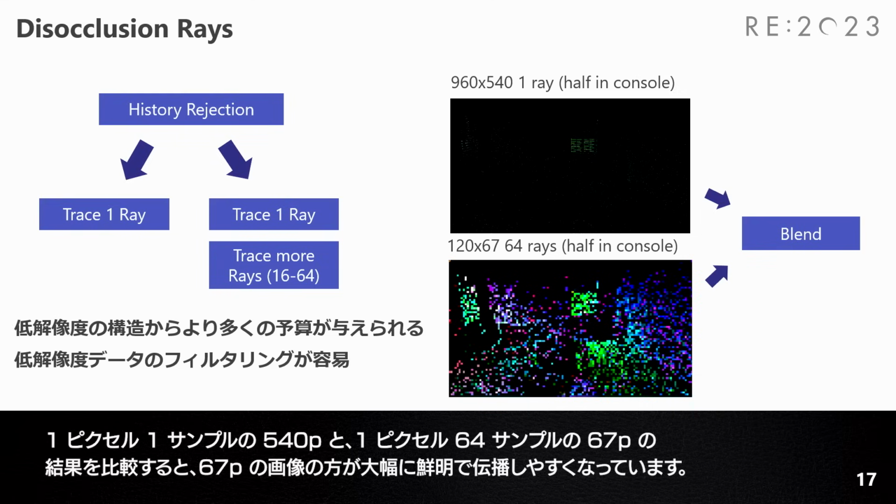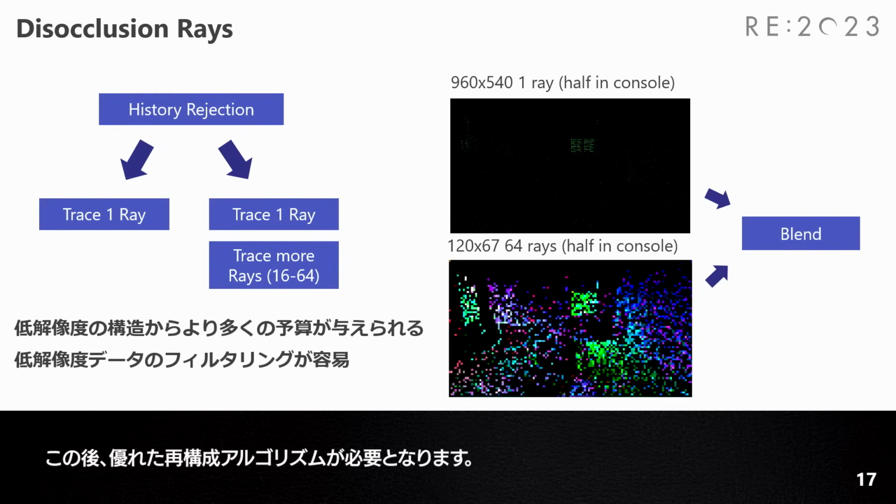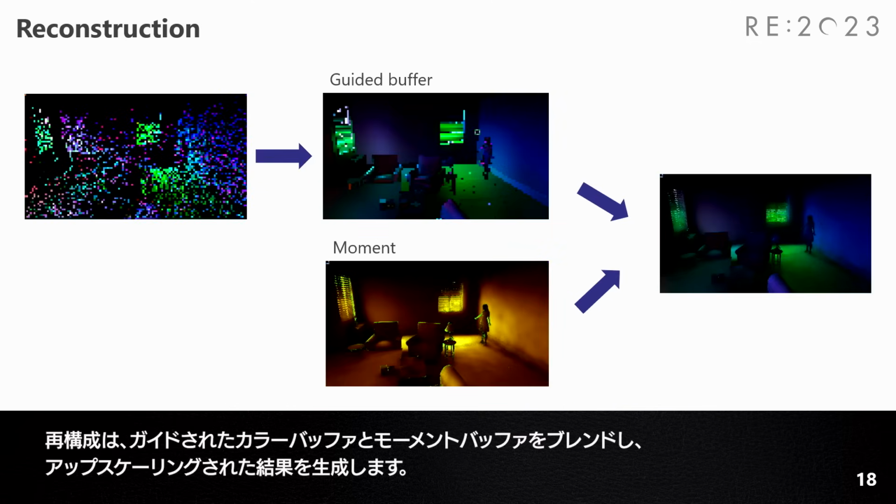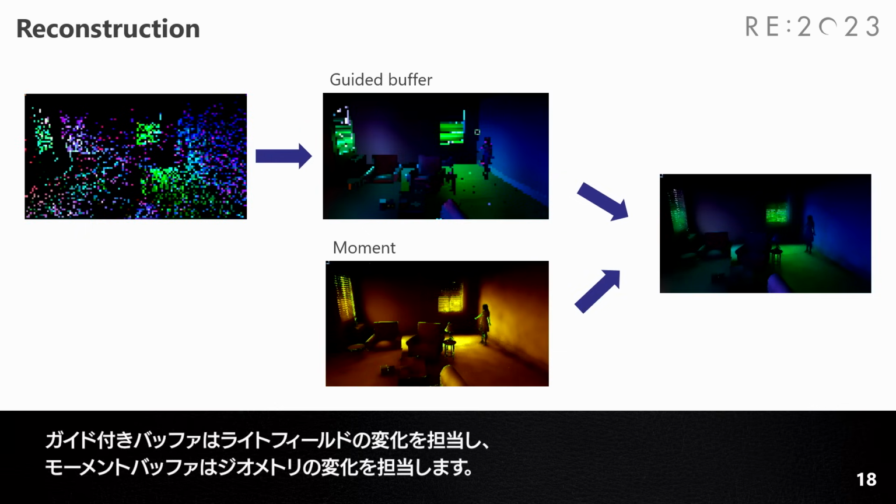Comparing the results of the 540p image with 1 sample per pixel and the 67p image with 64 samples per pixel, the 67p image is substantially clearer and easier to propagate. And a good reconstruction algorithm is needed after that. Reconstruction blends the guided color buffer and the moment buffer to generate an upscaled result. The guided buffer is responsible for the light field changes, while the moment buffer is responsible for geometry changes.